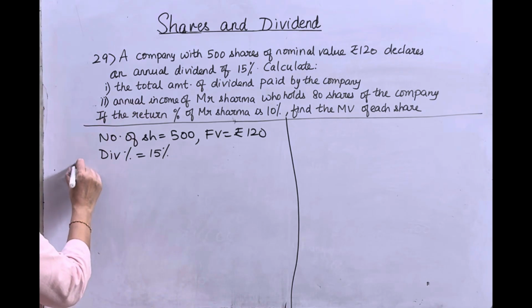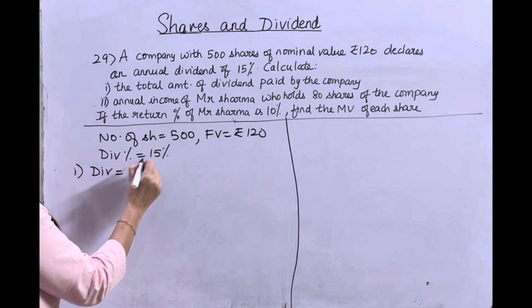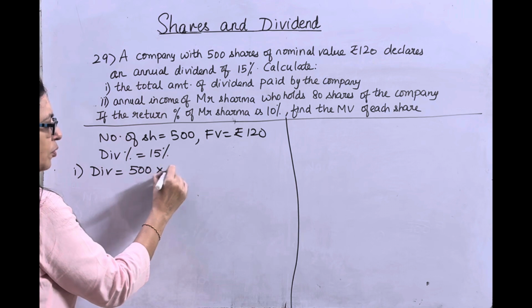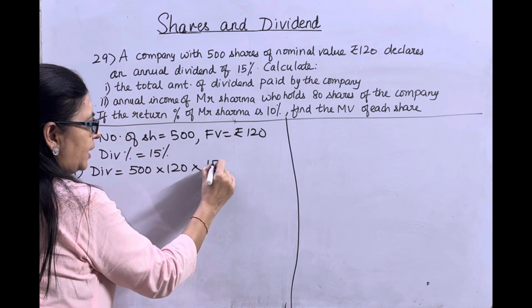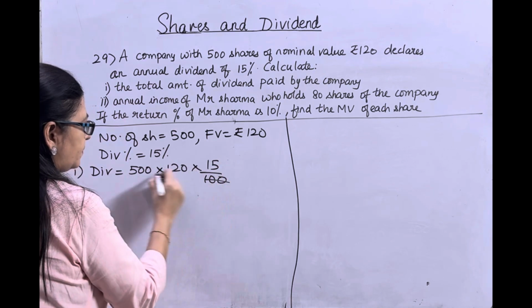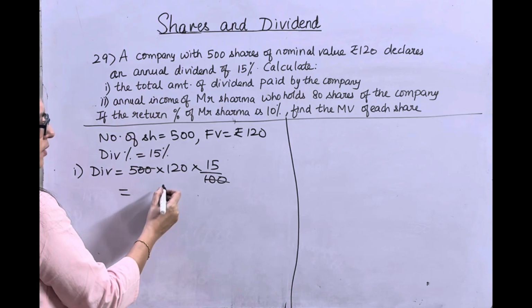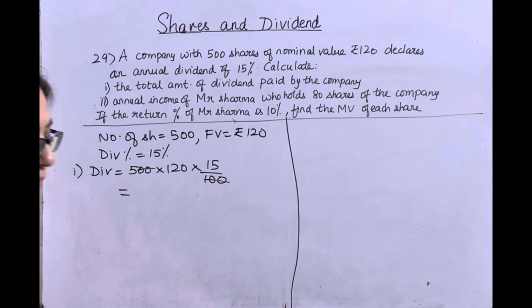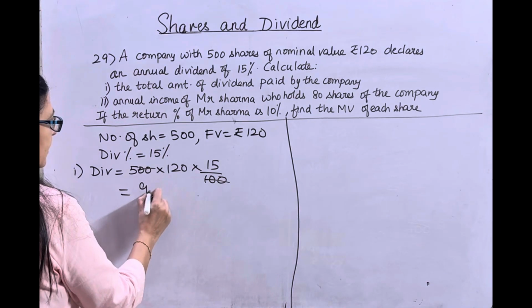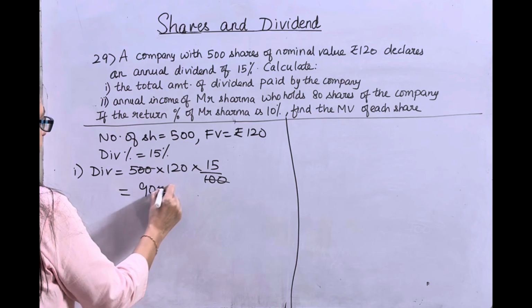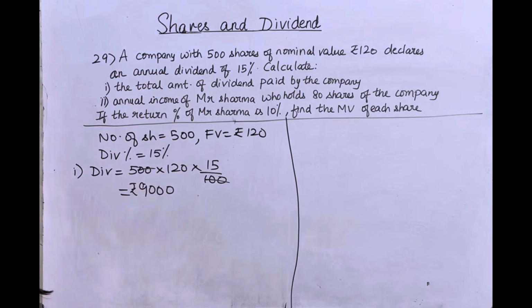So first, you have to find the dividend. Dividend is number of shares into face value into dividend percent. 500 into 120 into 15 over 100. 75 times 12. 900. So dividend is 9,000 rupees.